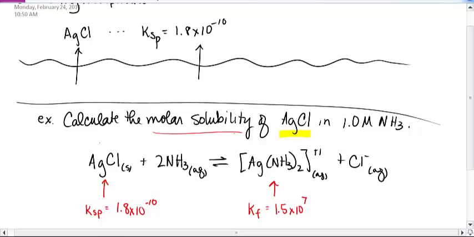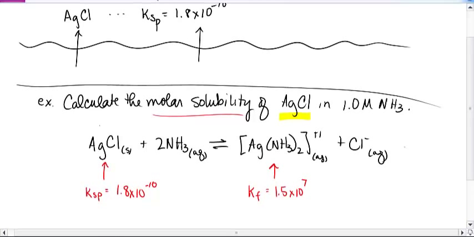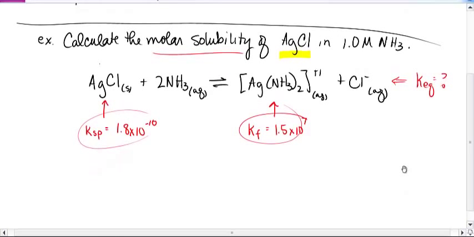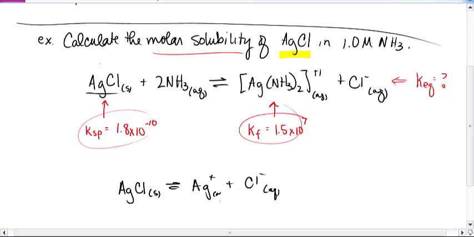And we need to find the molar solubility. Now, this is an equilibrium here, so we need to find the Keq value for this in order to help us do the problem. But these guys are going to help us. So let's take a look, and we're going to write silver chloride. I'm just going to write the equation associated with that Ksp. So it breaks apart into its ions. These are aqueous. And our Ksp for this reaction is 1.8 times 10 to the minus 10.